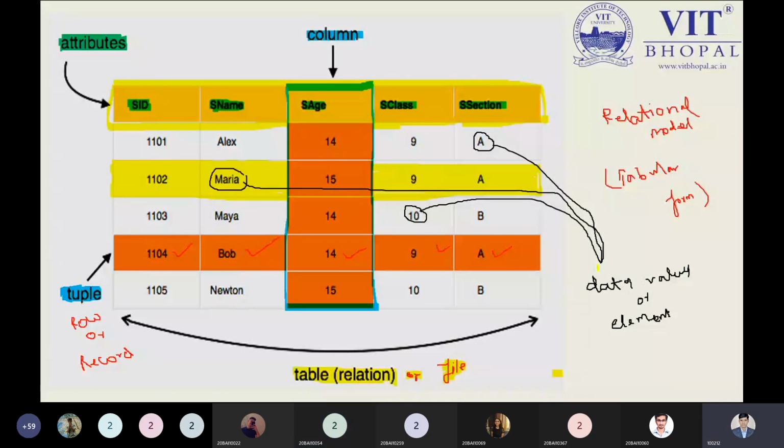No, this is not a row. So you are looking for, this is a row. This is not a row. This is our heading, which comprises the names of the columns: student ID, student name, student age, student class, student section, which is written over here. That is only our headings.